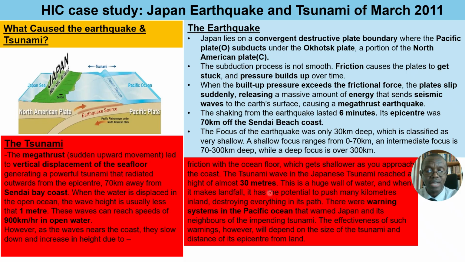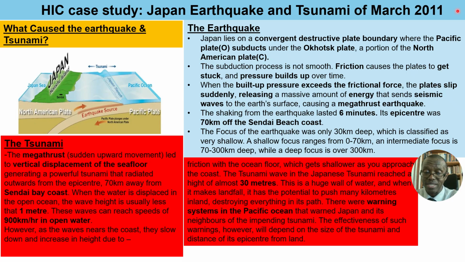And the reason for that is because the ocean depth becomes shallower as you near the coastline. So the depth that is lost on the under part of the wave below the water is gained on the upper part of the wave above the surface. So you end up with a 30-meter wave in this particular case, and that kind of wave has the potential to push many kilometers inland, destroying everything in its path. And this is what unfortunately happened on the Sendai beach coast.